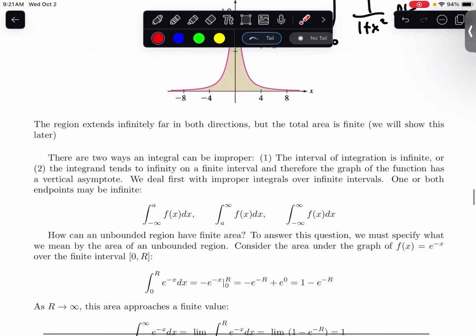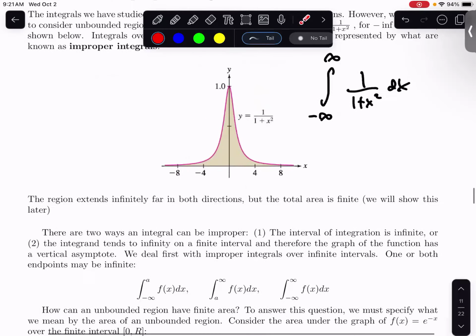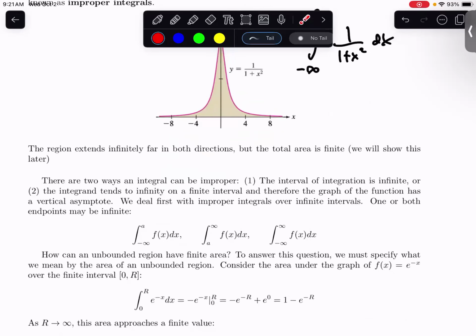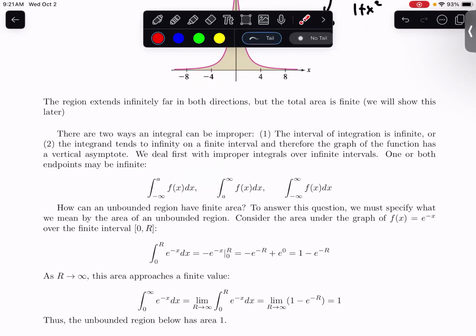And so there are two main ways an integral can be improper. The first is the one that we looked at already. So we can have that the interval of integration is going to be infinite. But the other example is you can have a finite interval of integration, but the integrand, i.e. the function you're integrating, can tend to infinity on a finite interval. So you might have like a vertical asymptote, right? If you're doing the integral of 1 over x and part of your domain included x equal to 0, then you would expect there to be some issues, right? Because you have a vertical asymptote at x equal to 0. And so I'll talk more about that later on. But first, we're just going to deal with improper integrals over infinite intervals.